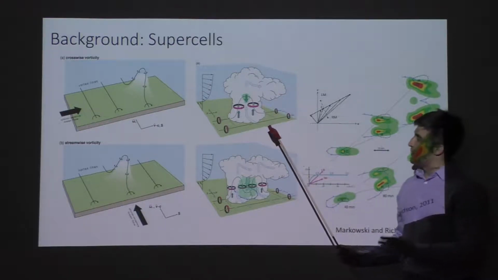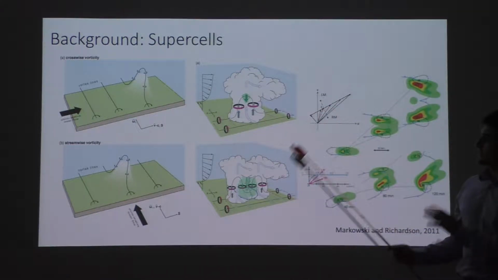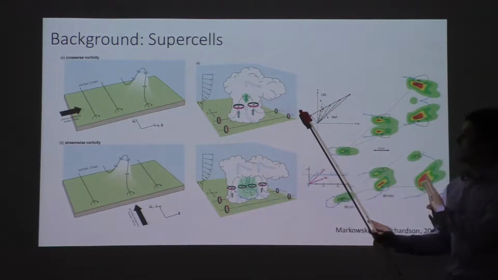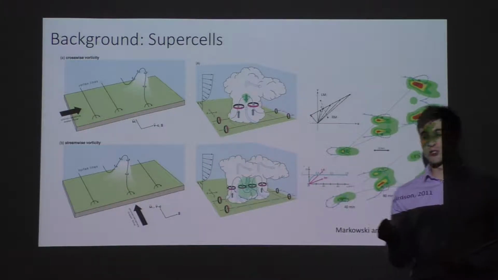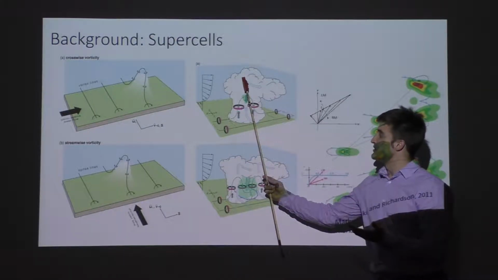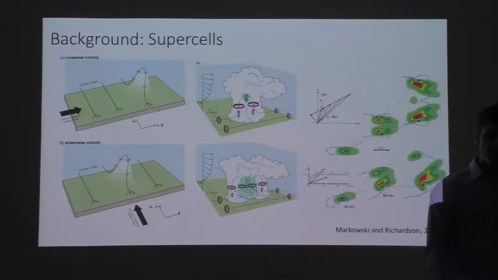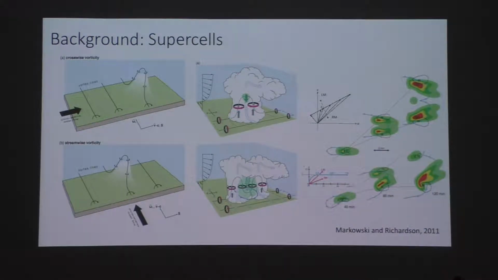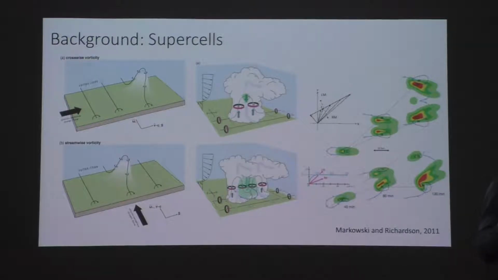In the second panel here, we have the same cases for the top case and the evolution of a supercell in that environment through tilting crosswise vorticity. If we tilt crosswise vorticity in the region of the updraft, the vortex lines, which are everywhere parallel to the local vorticity vector, are arched up over the top of the supercell and produce rotation on either side.